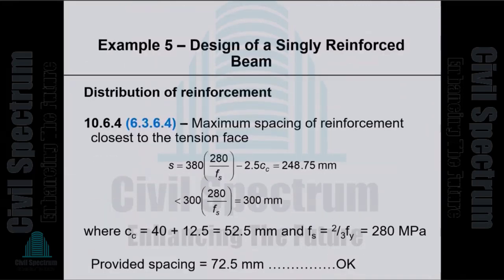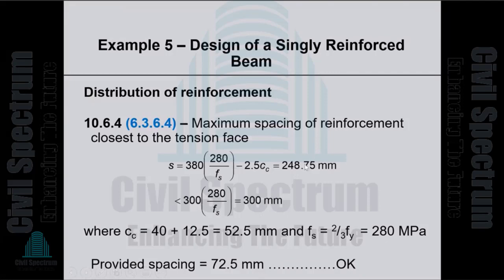Then, remember the maximum spacing of the extreme tension reinforcement. The maximum spacing is 248.75 millimeters, except that it has to be less than 300 millimeters. So this is our governing maximum spacing. Our spacing, as we just established, so this is still part of this calculation.